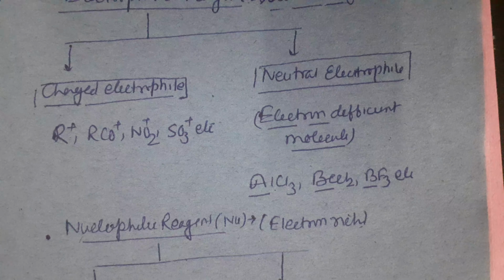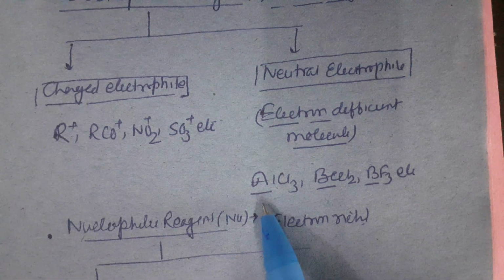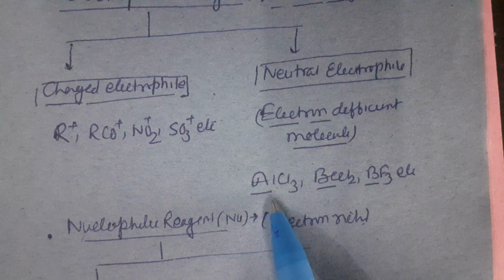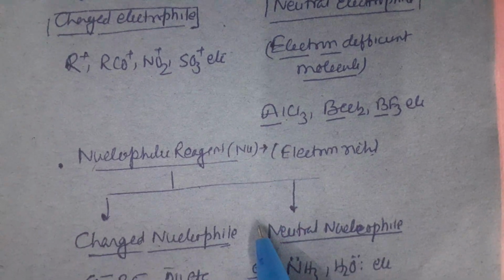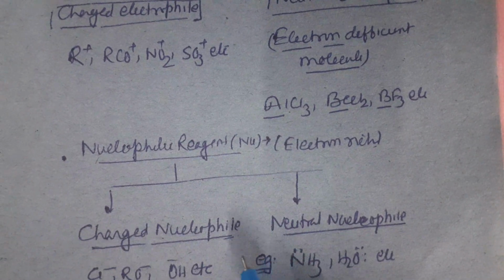Because in case of electron deficient molecules, the central atom has fewer electrons than its octet, so they have a tendency to accept a pair of electrons and behave like electrophilic reagents and neutral electrophiles. Move on to another type of reagent, nucleophilic reagent.